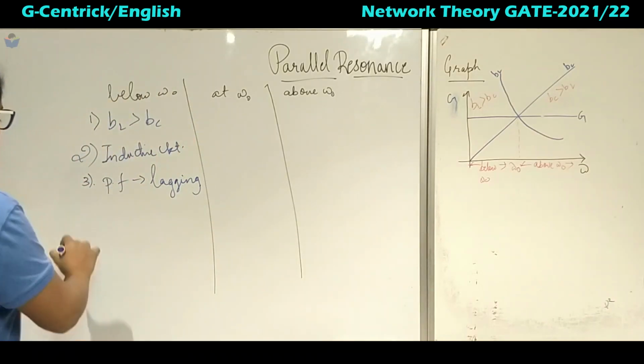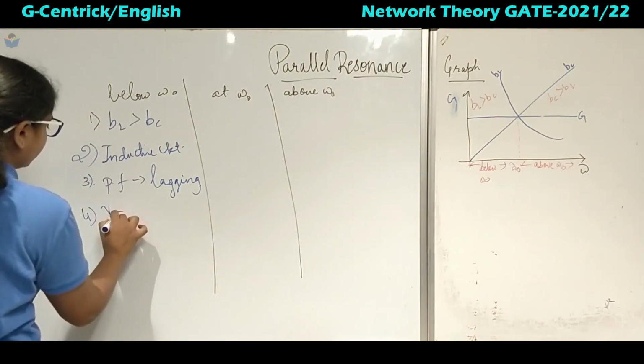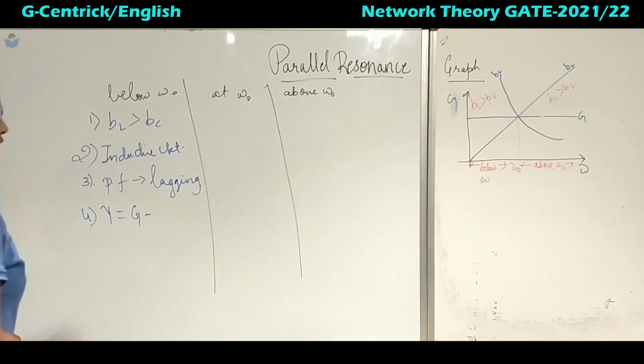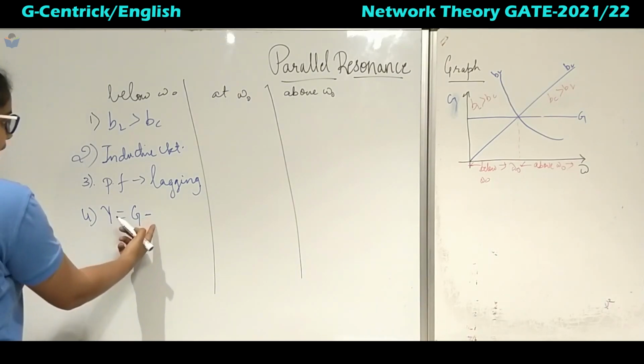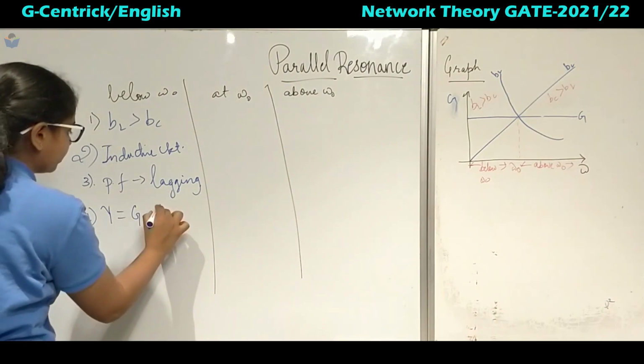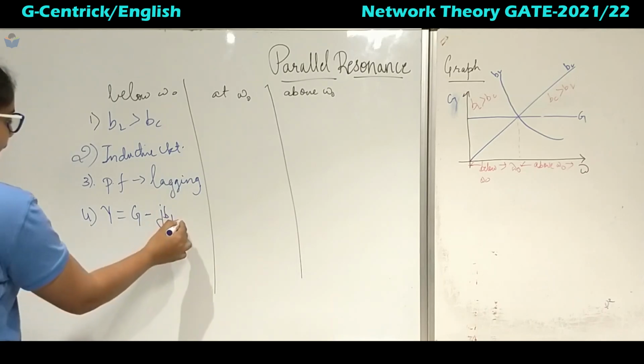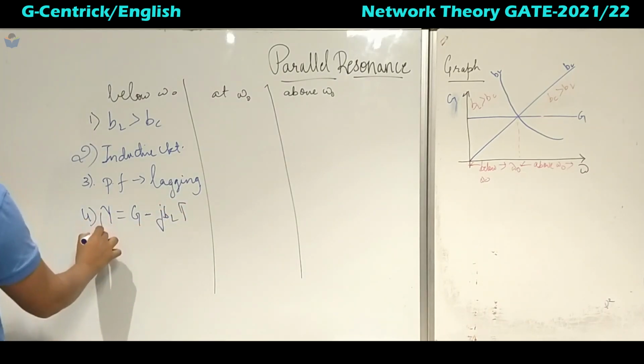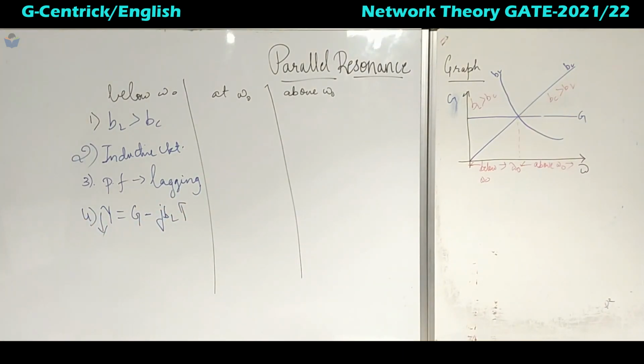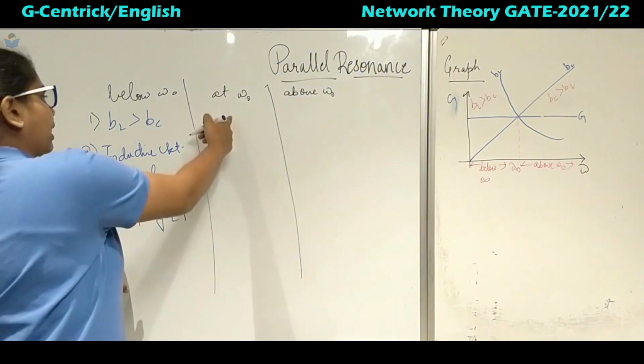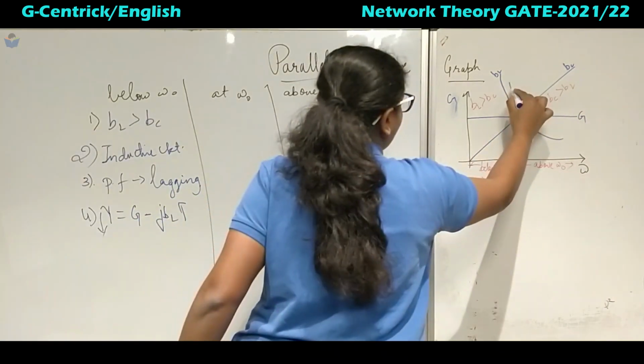So next, what will be the admittance Y? It will be G plus or minus, it is minus. In parallel you will get G minus jBL. As this term goes on increasing, what will happen to the admittance? It decreases.